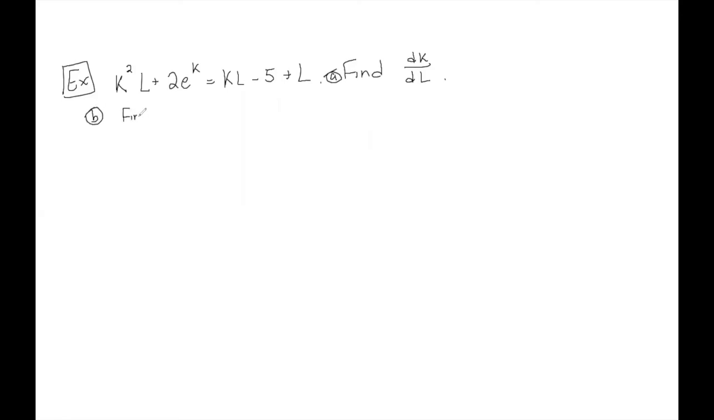Okay, one final example. We'll be given the function k squared L plus 2e to the k equals kl minus 5 plus L. The instructions are simply to find dk dl, and that will be part A. Part B will be to find the equation of the tangent line at the point 7, 0.